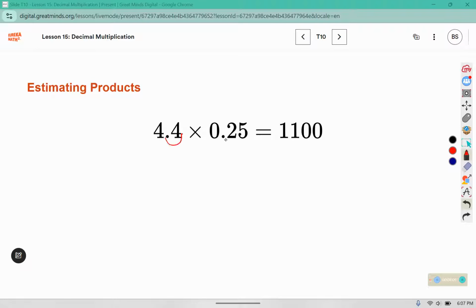This one has 1, 2, 3. If I did 4 times a quarter of 4 is about 1, so 1.100.